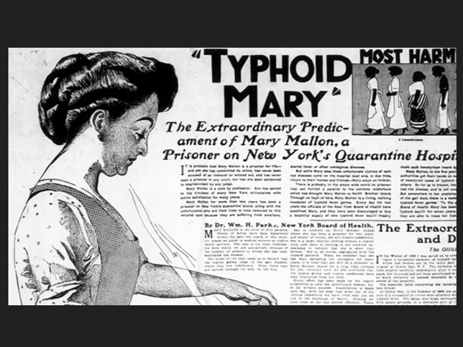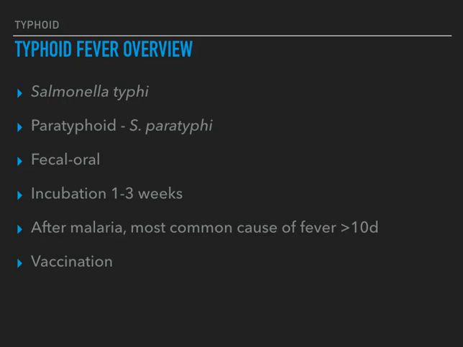Last but certainly not least, we're going to talk about typhoid, which is also known as enteric fever and is also a life-threatening illness. 21 million people are affected with typhoid every year, so this is an important one, and it definitely occurs more often in the developing world.